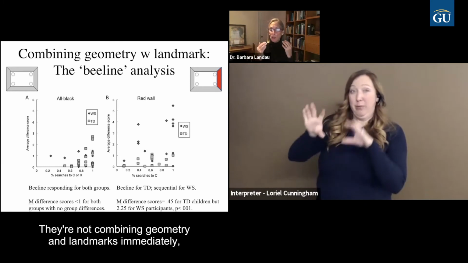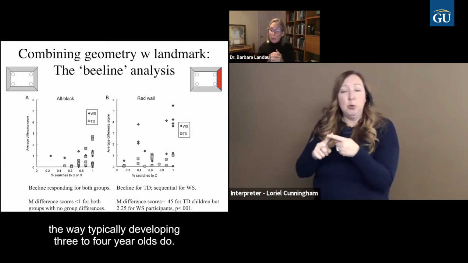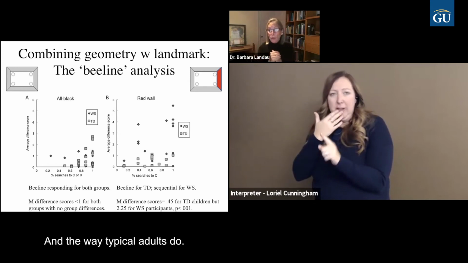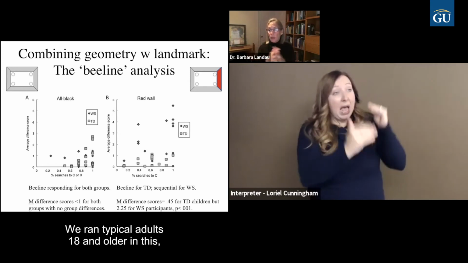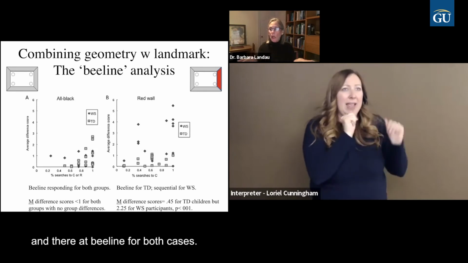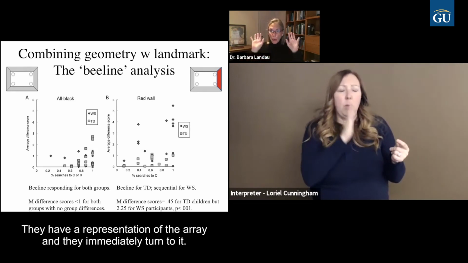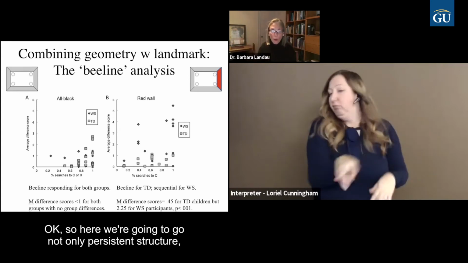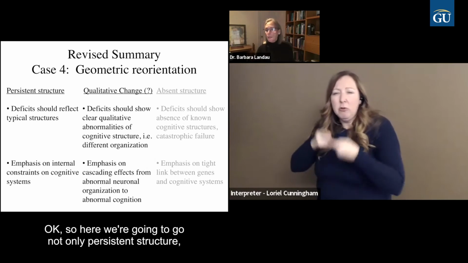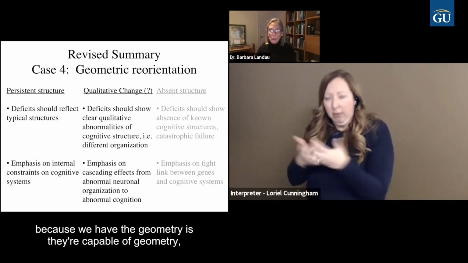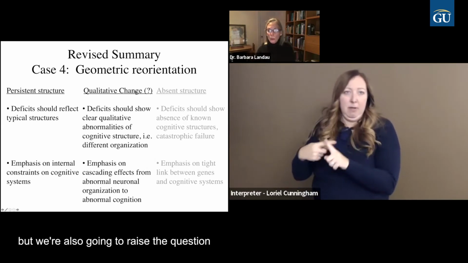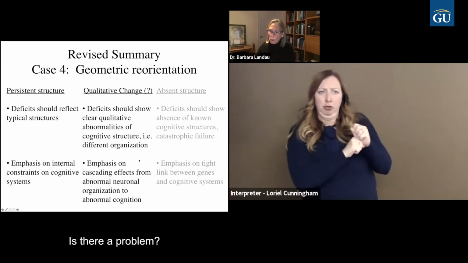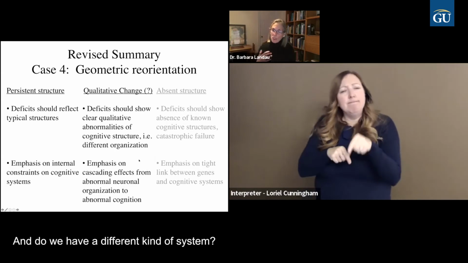So what that says is people with Williams syndrome are basically not combining things in an immediate fashion. They're not combining geometry and landmarks immediately the way typically developing 3 to 4-year-olds do, and the way typical adults do. We ran typical adults, 18 and older, in this, and they're at beeline for both cases. They have a representation of the array and they immediately turn to it. So here we have persistent structure, because they're capable of geometry, but we also raise the question of whether there is an abnormality. Is there a problem? Do we have a different kind of system?